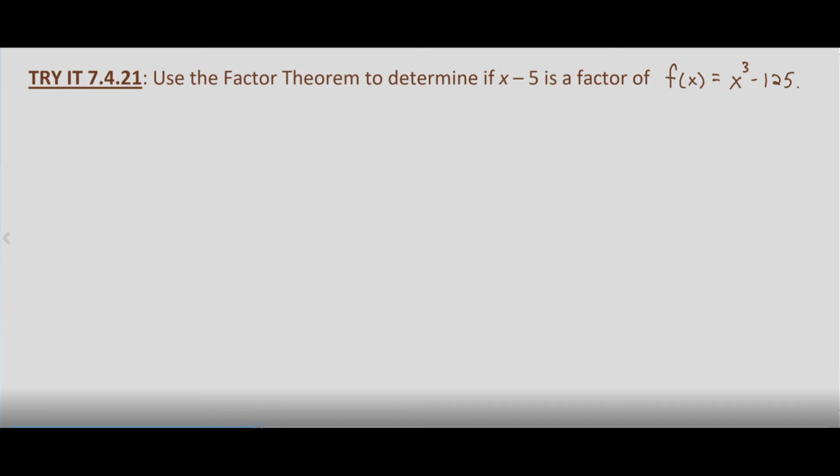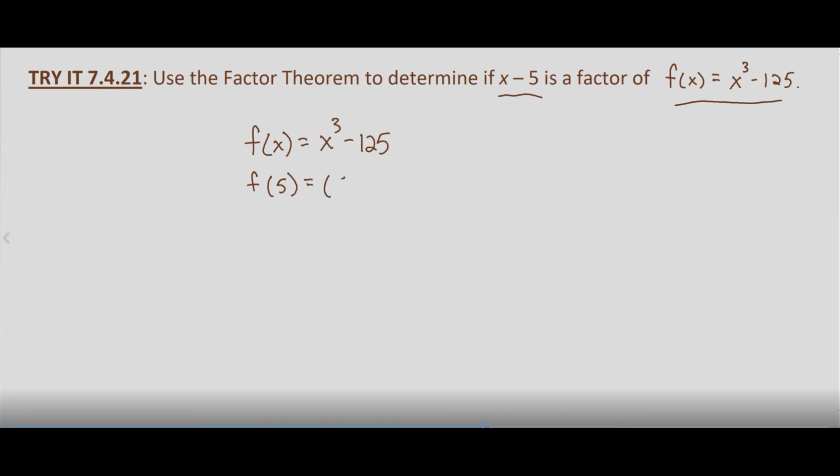So in this case, what the factor theorem tells us is that x minus 5 is a factor of f of x equals x cubed minus 125 if f of 5 is 0. If when we evaluate at 5, we end up with 0. So let's look at f of x equals x cubed minus 125. Our divisor is x minus 5, or what we're trying to see if it's a factor is x minus 5. So we want to know, what is f of 5?